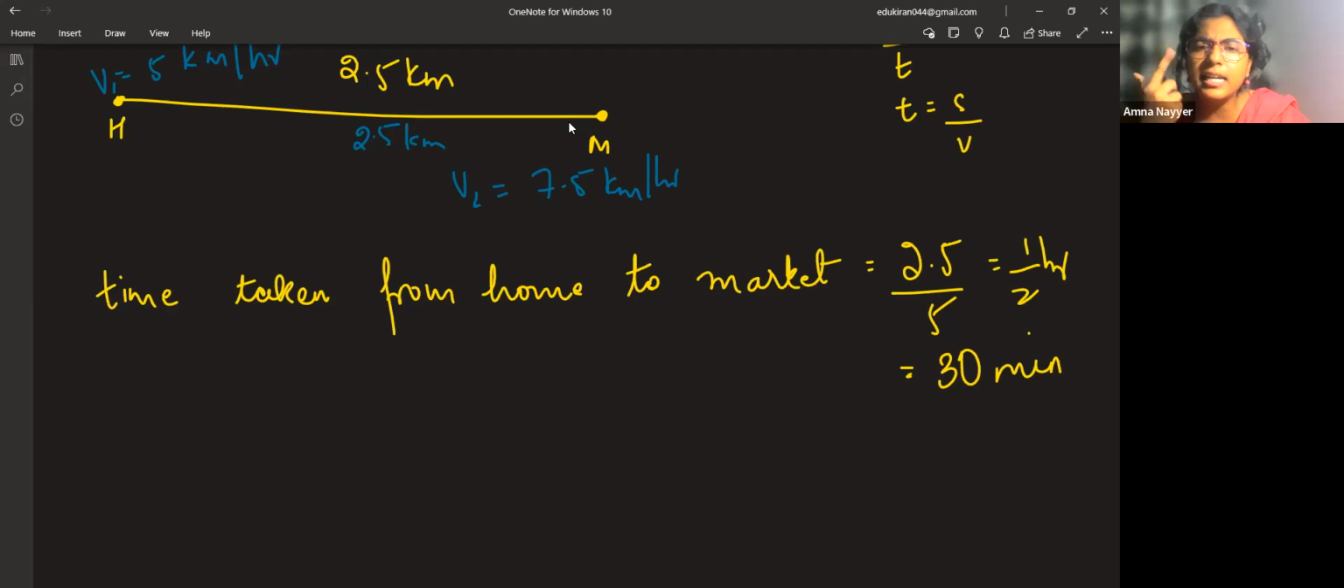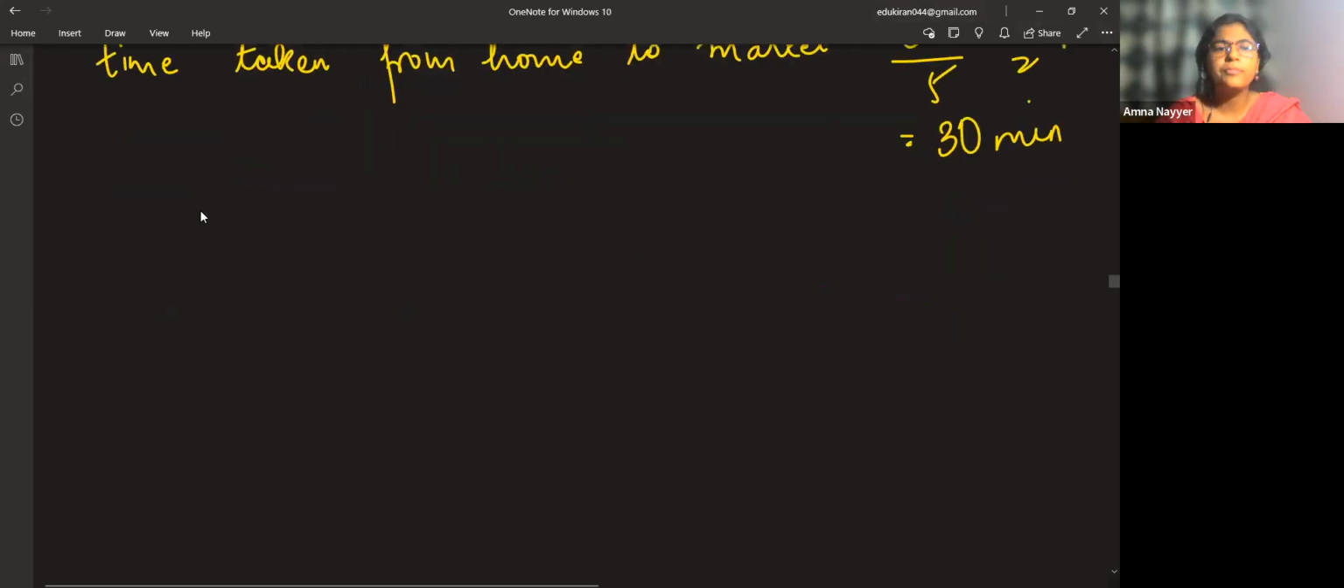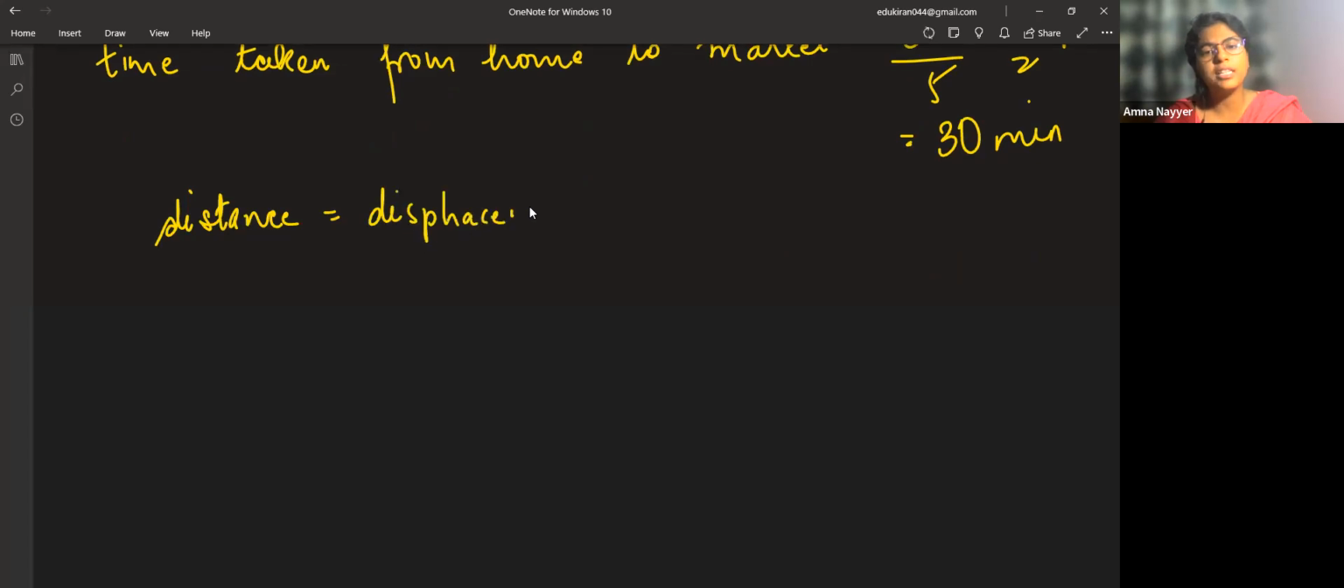See, distance and displacement. Can you notice if the person starts from home and goes to market, distance is also 2.5 kilometers and displacement is also 2.5 kilometers. So whether you calculate average speed or average velocity, distance is equal to displacement. So your average velocity will be this.